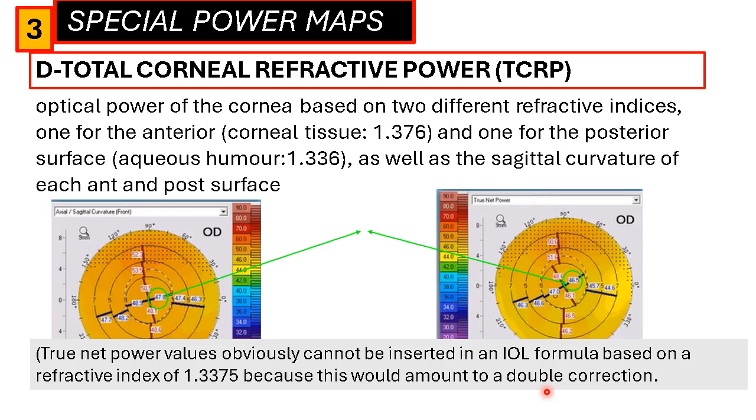In irregular corneas, it is better to go for the effective power map. By irregular corneas, I mean the presence of keratoconus, post-surgical ectasia, or after LASIK procedures. So in those cases, you had better use the effective K reading. However, in the presence of astigmatism with a regular cornea, and to calculate the toric IOL, it is better to go for the total corneal refractive power map.